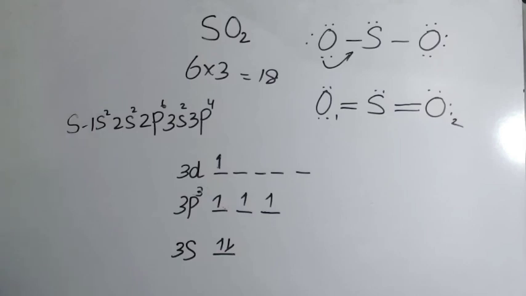Because of this reason, sulfur dioxide favors 1 double bond and 1 single bond. That is the earlier Lewis structure.